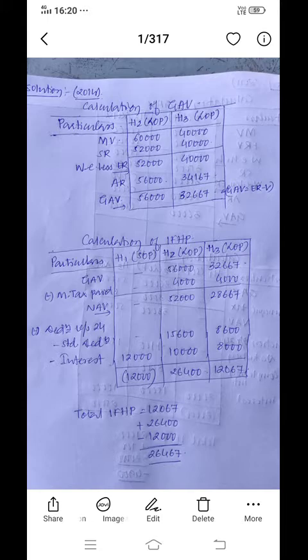House 2, 52,000 is NAV. Of that 30%, 15,600 is standard deduction. House 3, 28,667 is NAV. Of that 30%, so 8,600 is standard deduction.